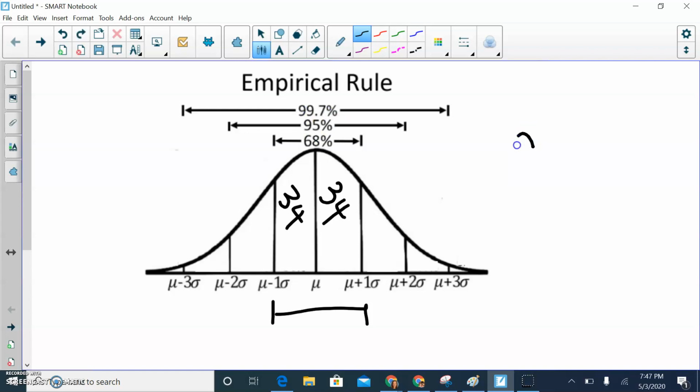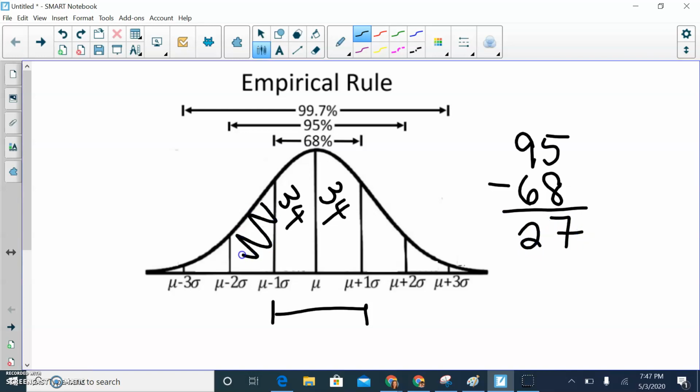Moving out, we know that two standard deviations encompass 95% of our data. So that 95%, we've already used 68%. That leaves 27% left over. That 27% covers these two regions. So when we fill in those two regions at 27% and cut it in half, that means that 13.5% are taken up individually in each of those rectangularish regions.